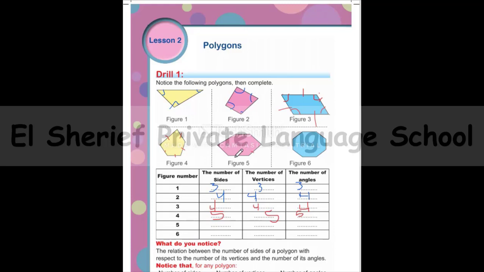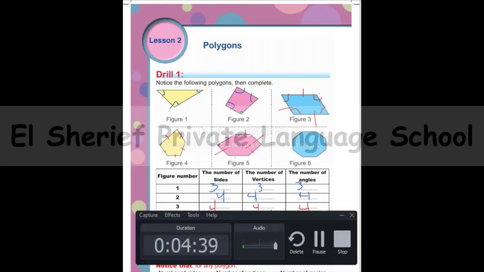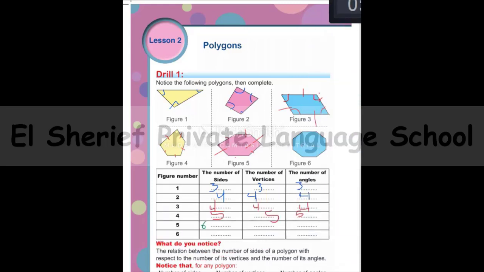So go to figure 5 now. How many sides do we have? 1, 2, 3, 4 sides, 5 sides, 6 sides. Now we have 6 sides. And for figure 5, the number of vertices, we have 1, 2, 3, 4, 5, 6 vertices also. Now number of angles. As you note, it will be 6 angles without counting. So we can write 6.